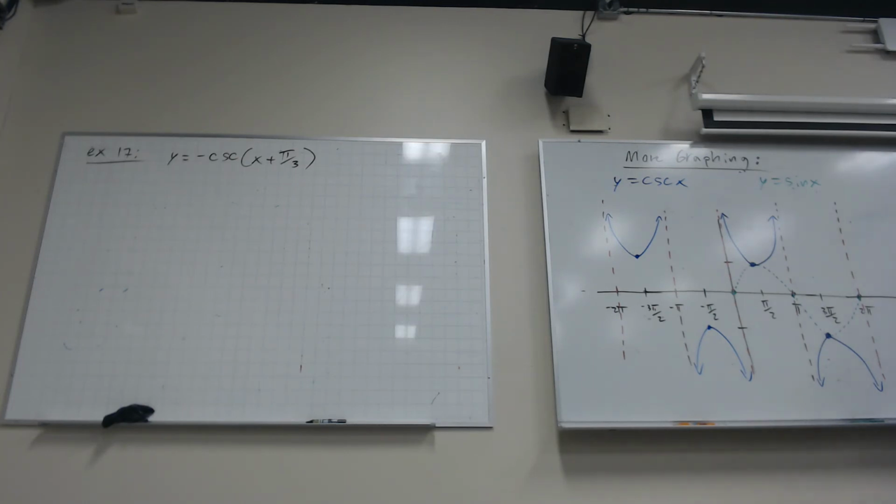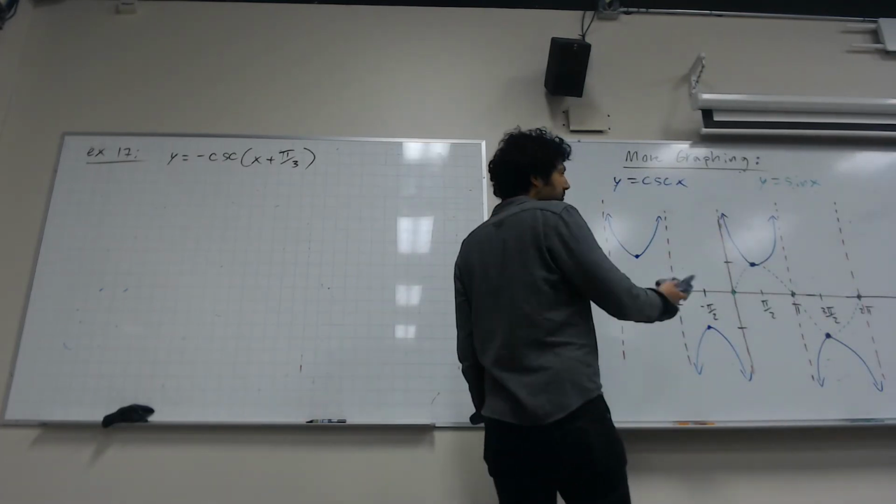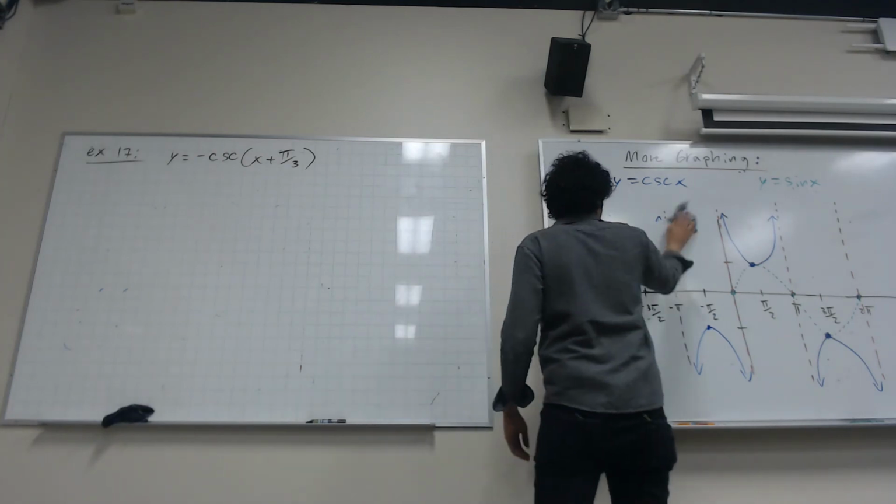So it has period two pi. So when it comes to graphing, just go from 0 to 2 pi. So erase all this.